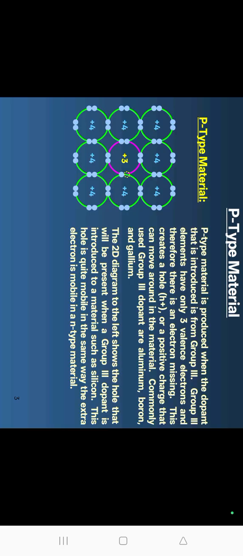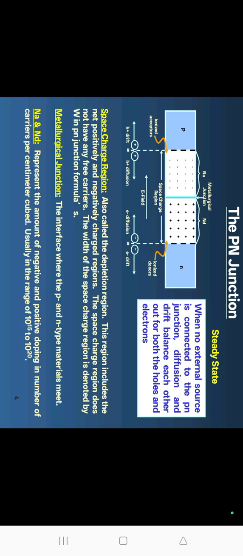The 2D diagram on the left shows the hole that will be present when a group 3 dopant is introduced to a material such as silicon. This hole is quite mobile, in the same way the extra electrons are mobile in the N-type material. Next we have to study the P-N junction.